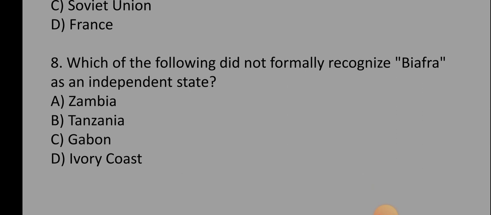So number 8. Which of the following did not formally recognize Biafra as an independent state? A. Zambia, B. Tanzania, C. Gabon, D. Ivory Coast. So the correct option is option A, which is Zambia.